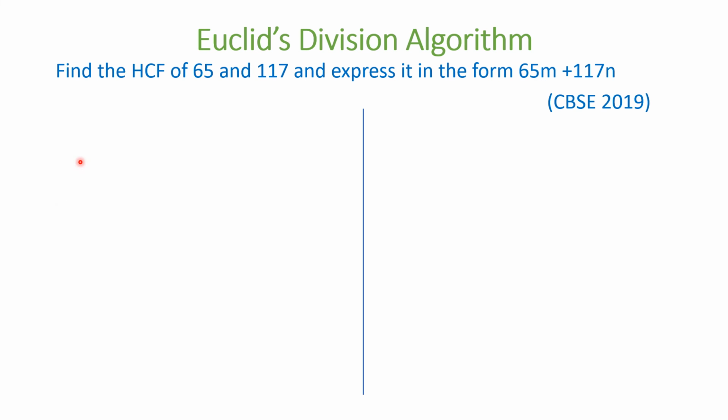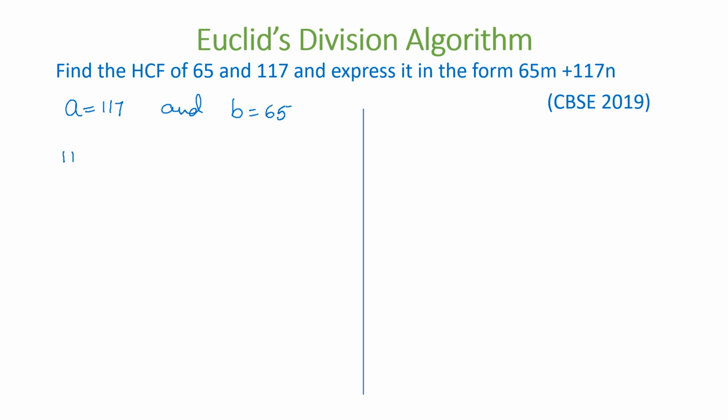So this question is a CBSE question, and here we are being asked to find the HCF of 65 and 117 and express it in the form of 65m plus 117n. Now what is this? You have to express the HCF of 65 and 117, which means that first of all I have to find the HCF of 65 and 117. So we will say let A is equal to 117 and B be equal to 65.